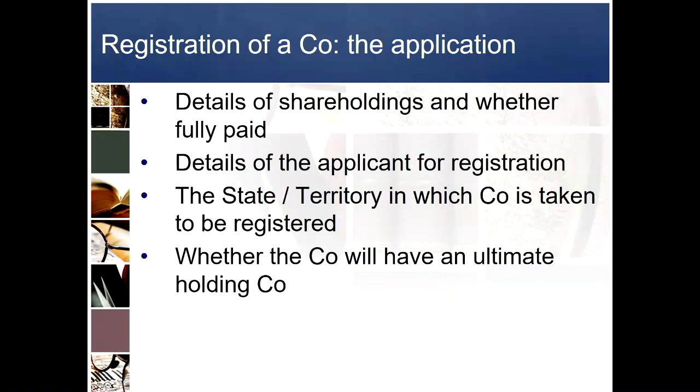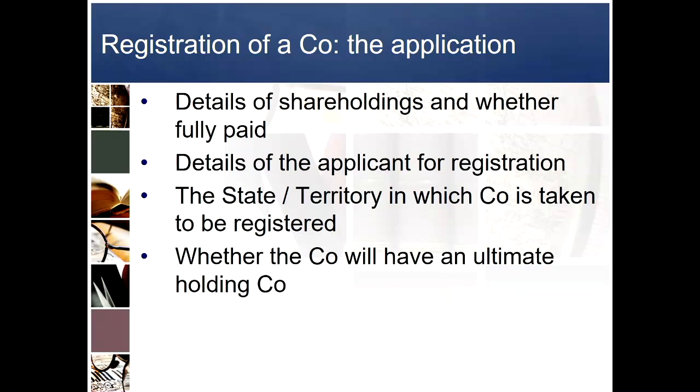Okay, what else do you need to include? Details of shareholdings and whether shareholdings have been fully paid or whether it's a partly paid scenario. Details of the applicant for registration, so who it is that's actually making the application. The third dot point there is interesting. You need to say which state or territory the company is taken to be registered. There are a couple of reasons for this.